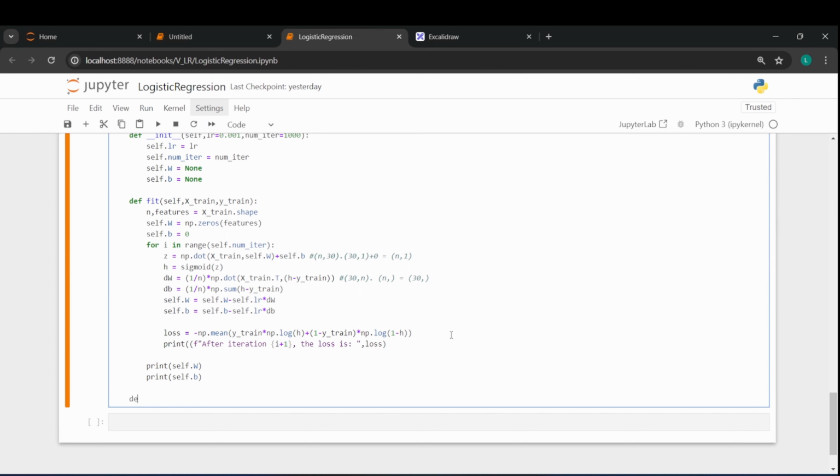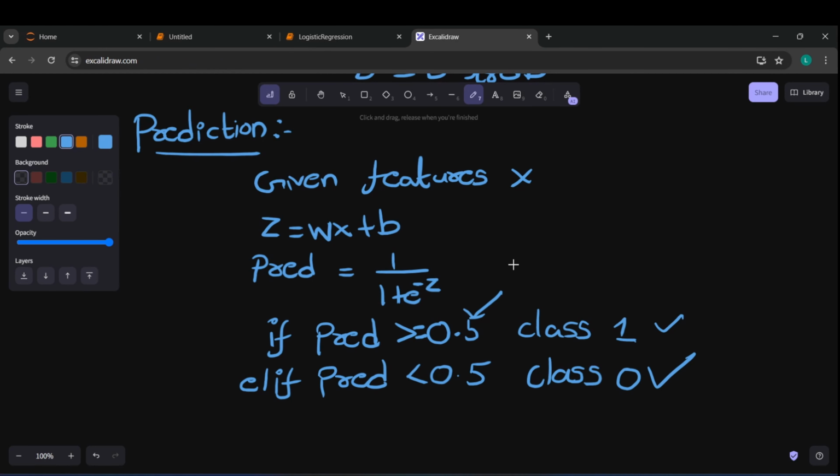Let's also implement the predict function. So to predict, we just need value x. Now to do the prediction, first we calculate the value of z, which is w into x plus b, and pass it into the sigmoid function, and we'll get the probabilities value. And I'm gonna consider if the predicted value is greater than or equal to 0.5, it belongs to class 1, which is malignant, and if it is less than 0.5, it belongs to class 0, benign.